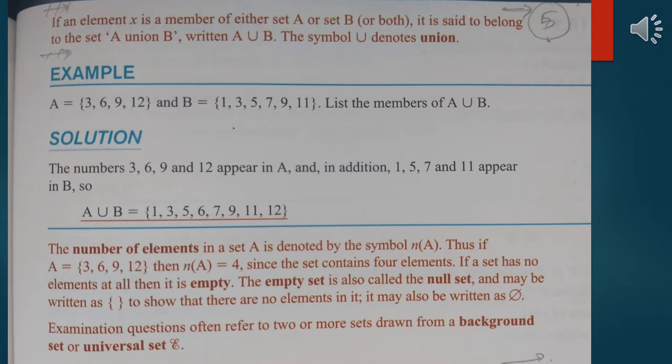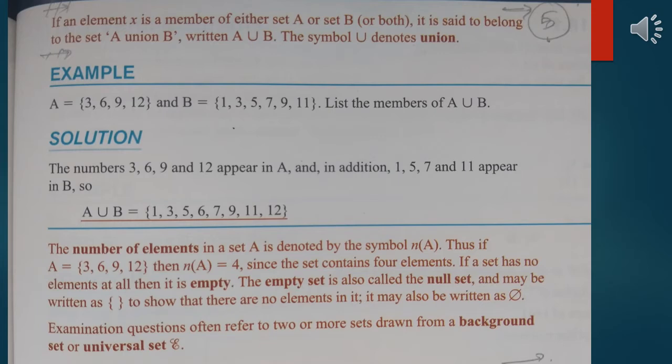Since the set contains 4 elements, and if a set has no elements at all, then the set is called the empty set or the null set, and may be written as a set with nothing inside the set notation, to show that there are no elements in it. It may also be written as a zero with a cross, ∅. You can see it in the given example below.